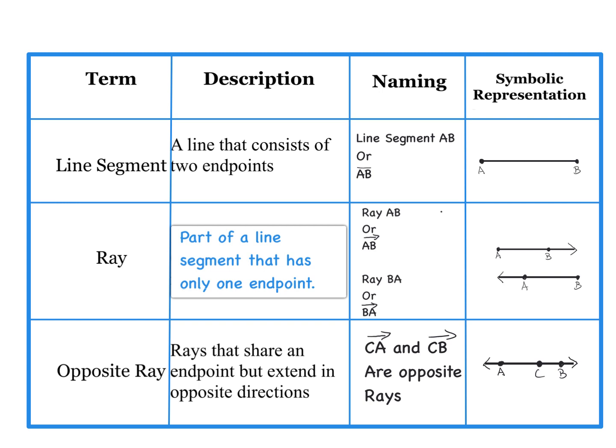Next, we have a ray. It's part of a line that only has one endpoint, okay? So it's got an endpoint, and the other side's an arrow. It stops or starts at one point, and then goes on and on forever and ever in the other. What are some real life examples of a ray? What is something y'all can think of? Something that starts somewhere and then goes on forever in the other direction.